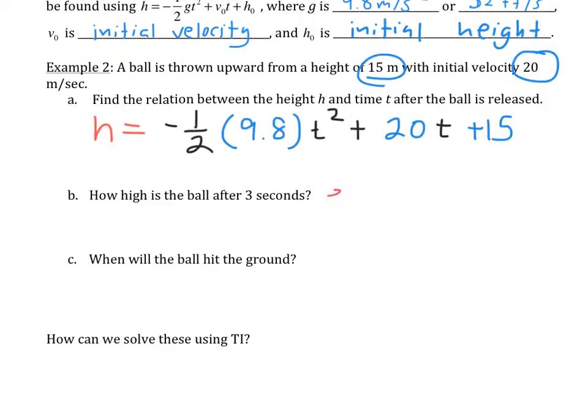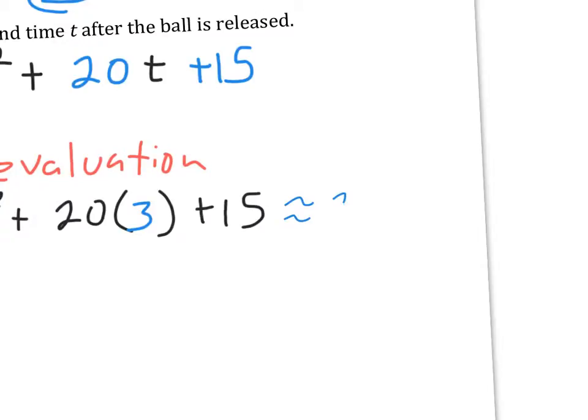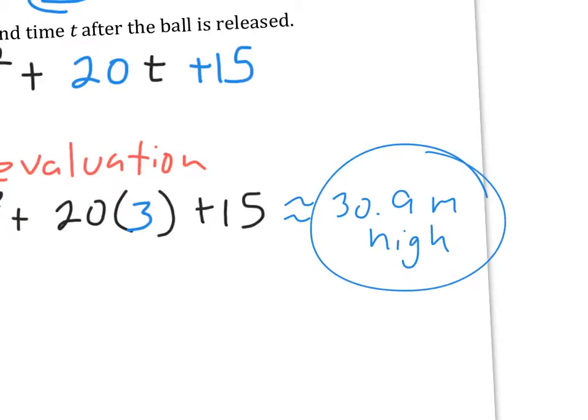This is a straight evaluation question. All you have to do is evaluate the function at 3 seconds. So h is going to be negative 1/2 times 9.8 meters, and I'm going to substitute in 3 there, and 3 there, plus 15. Of course, the fastest way to do this is to put this function into y1 on our calculator, and then all you have to do is say y1 evaluated at 3. After I plug this into my handy-dandy TI-84, I get approximately 30.9 meters high.